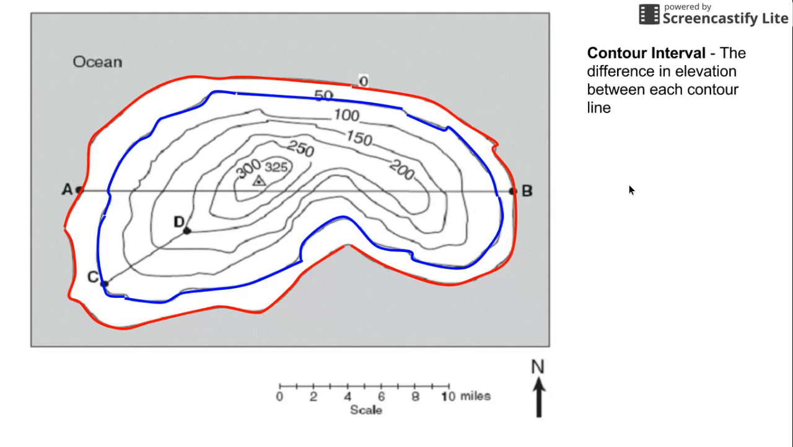Another really important thing to note about a topographic map is the contour interval. The contour interval is the difference in elevation between each contour line. If we move from the red contour line to the blue contour line, there's a difference of 50 feet, from 0 to 50 feet. And from the 50-foot contour line to the 100-foot contour line, there's also a difference of 50 feet. So the contour interval for this map is 50 feet.